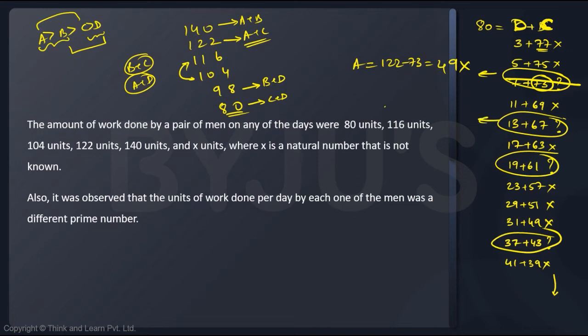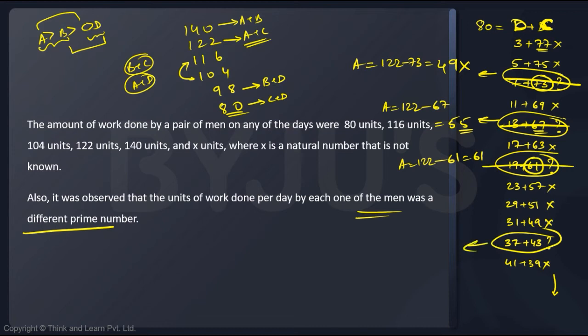Next, once again, A is equal to 122 minus C. C is 67, so this will be 55. The moment you see a number ending with a 5, it will not be a prime number, because there is no number except 5 which can end with a 5 and still be a prime number. Anyway, 55 is not a prime number. Then the third possibility: A will be equal to 122 minus C. C is 61, so this will be 61. But remember, they are all different prime numbers, so A and C both cannot be 61, so this is gone, which means this should be working out.